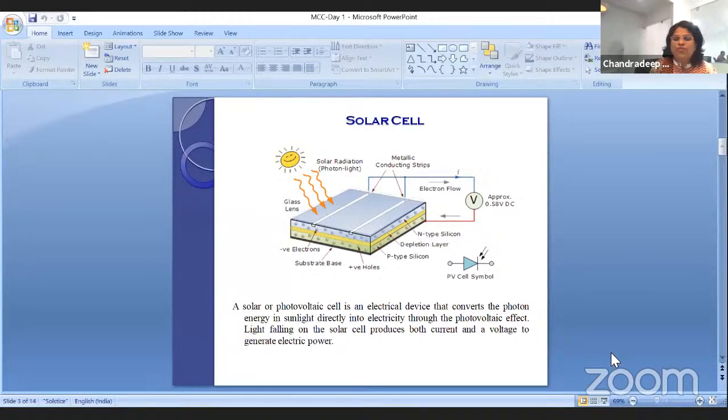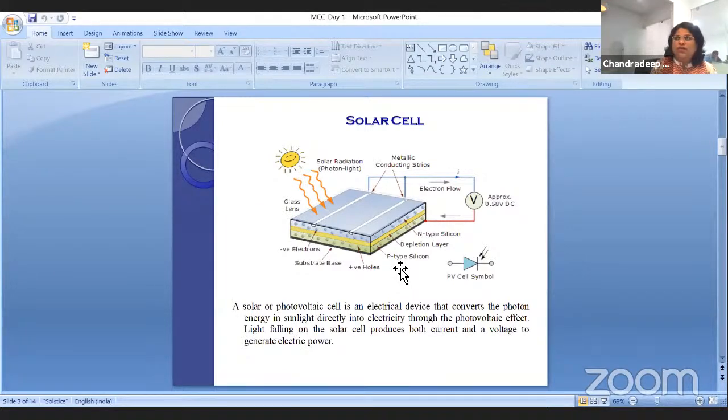So the function of one cell: this is one solar cell. We also call it a photovoltaic cell. It converts photons, meaning sunlight, into electricity. So the more sunlight, the more electricity, the more current is generated. The maximum generation from the solar cell is between 12 and 1 o'clock noon, right?